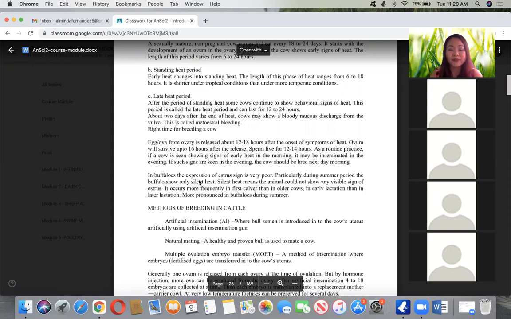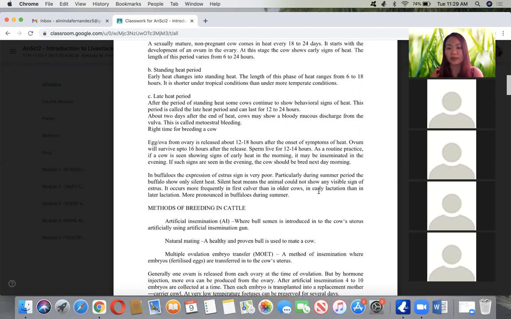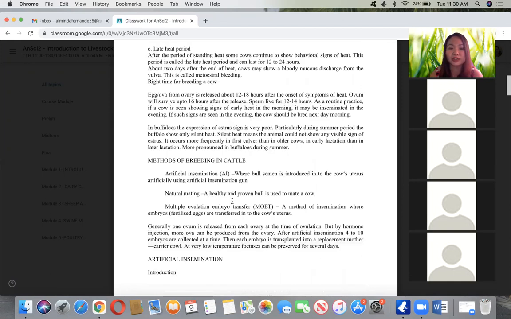So that's for cattle, but in buffaloes, the expression of the estrous cycle is very poor. So it is hard to know. Particularly during the summer period, buffalo often show only silent heat. It means that the animal could not show any visible sign, and it is more frequent in the first calver than in older cows, and in early lactation than in later lactation. But in the summer, it is more pronounced.